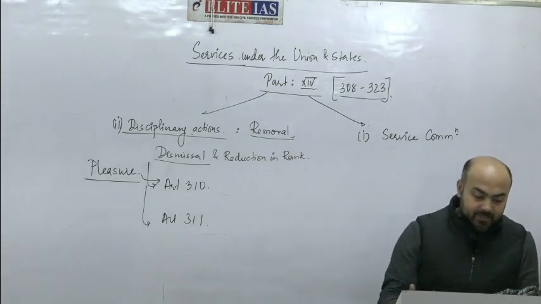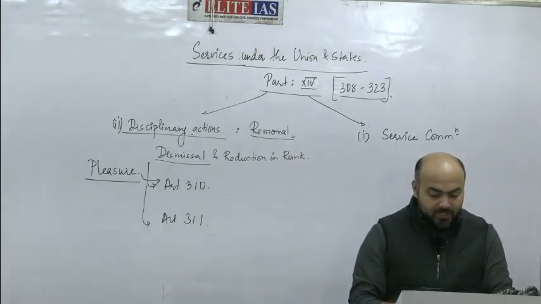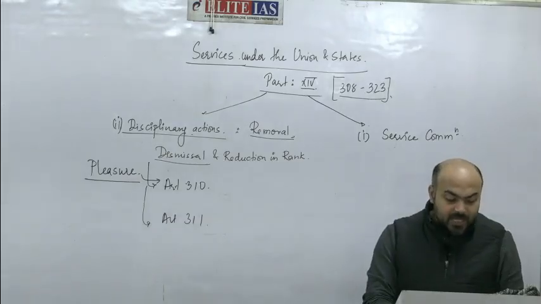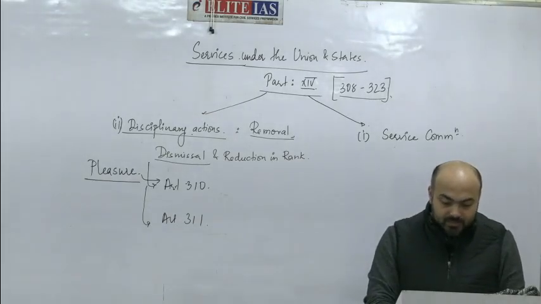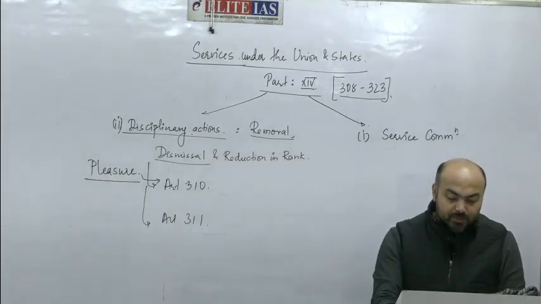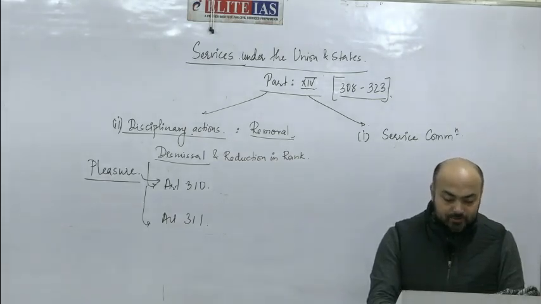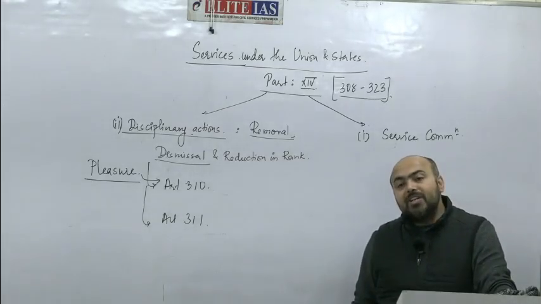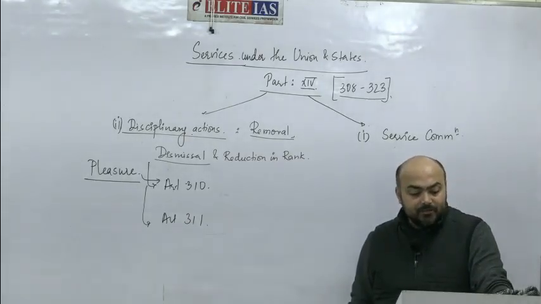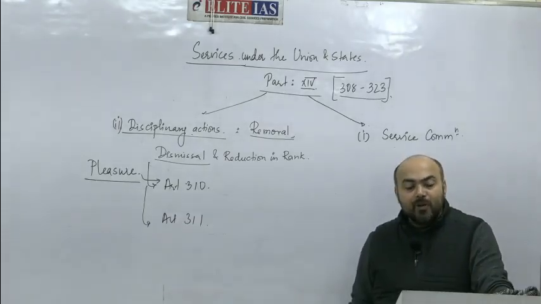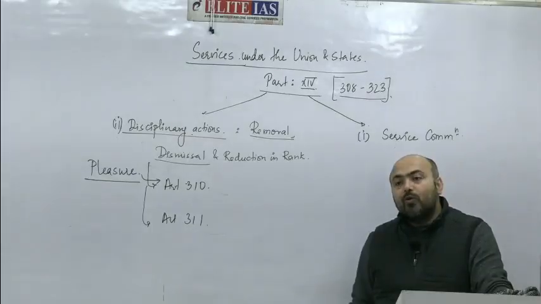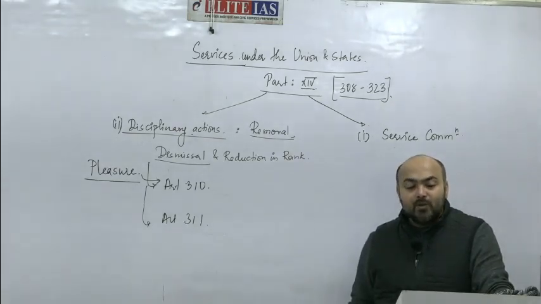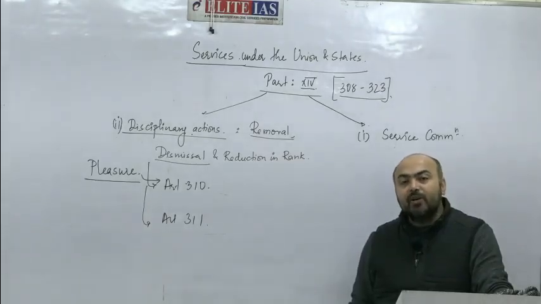The doctrine of pleasure under the Constitution has the exception that judges of the Supreme Court, High Court, the Comptroller and Auditor General, the Chief Election Commissioner can be removed from service only on the grounds and in accordance with the procedure provided under the Constitution.